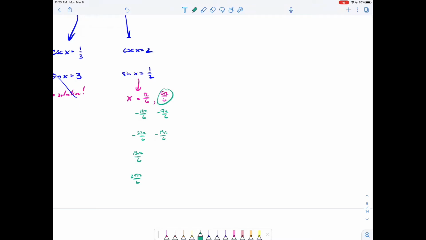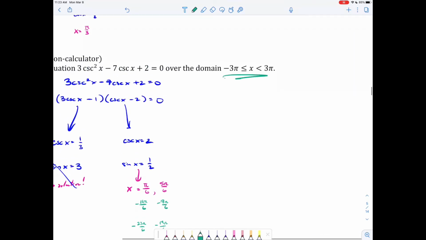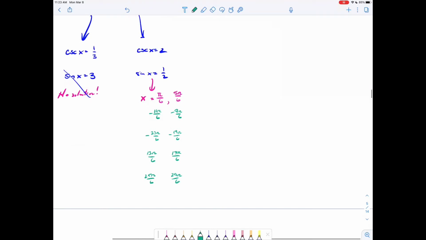We're adding 2 pi to this. 17 pi over 6, or 29 pi over 6. So all of these will give us solutions to that equation. Of course, we're only looking at negative 3 pi to 3 pi. So not all of these will work.